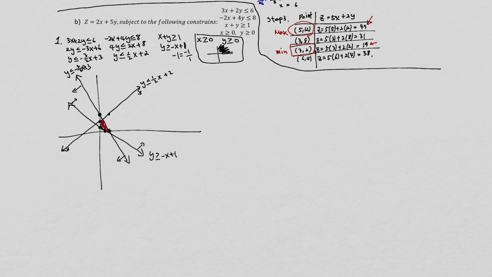Where are the points? You have point 1, 2, 3, 4, 5 points, right? Of that shape. So let's name this one the first, second, third, fourth, and fifth point.